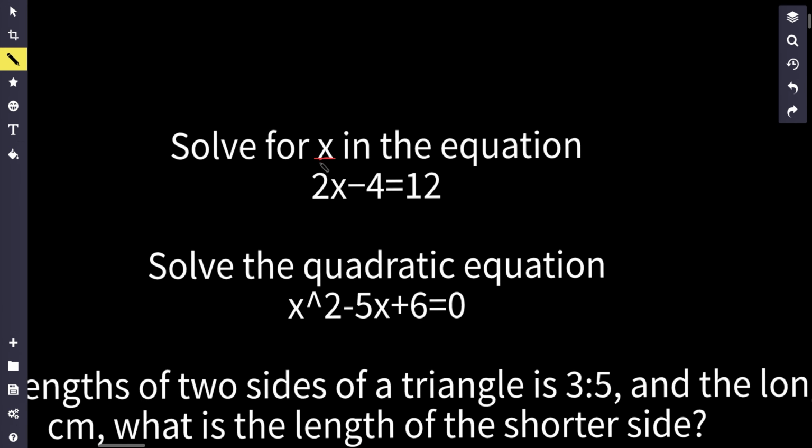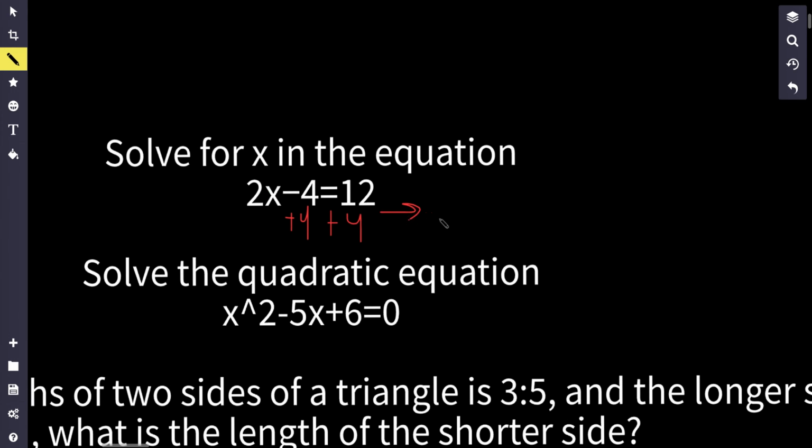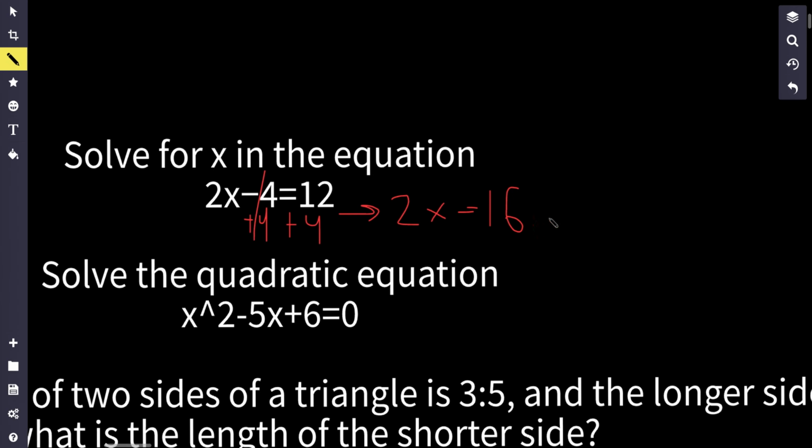Well, if we're trying to solve for x, we have to isolate the variable. So what we're going to do is add 4 to both sides. Right, so you want to get the x alone. So add 4 to both sides. You get 2x is equal to 16, right? Because this negative 4, this positive 4 just cancels out, and 12 plus 4 gives us 16.